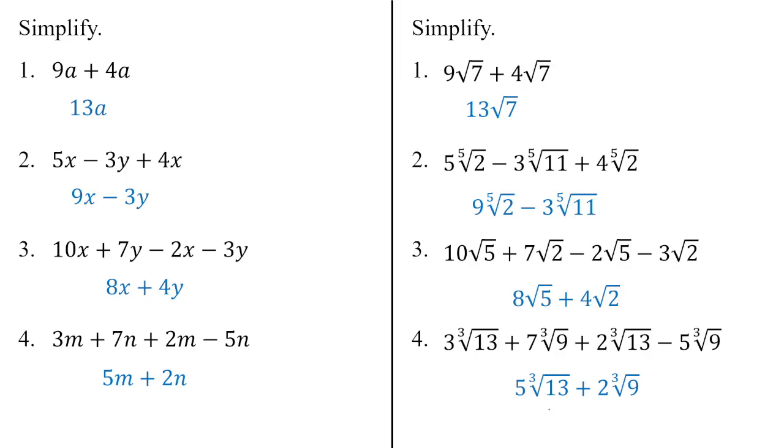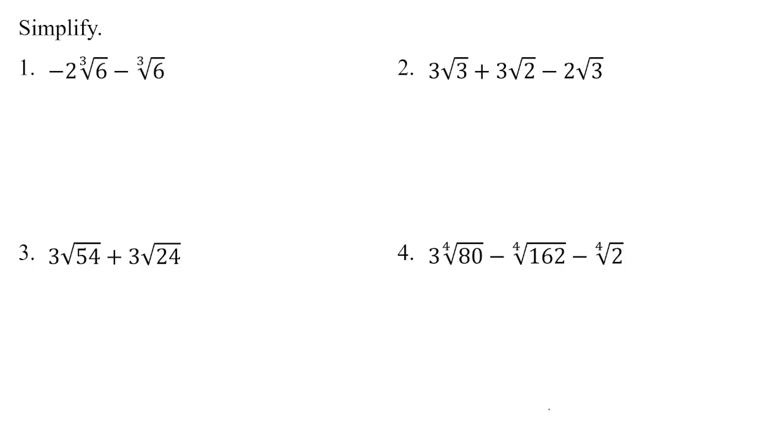So now let's look at some more examples. Let's say we have negative 2 times the cube root of 6 minus the cube root of 6. Now, on the cube root of 6, notice you don't see a coefficient. The coefficient is really 1. So therefore, since negative 2 minus 1 is negative 3, this would be negative 3 times the cube root of 6.